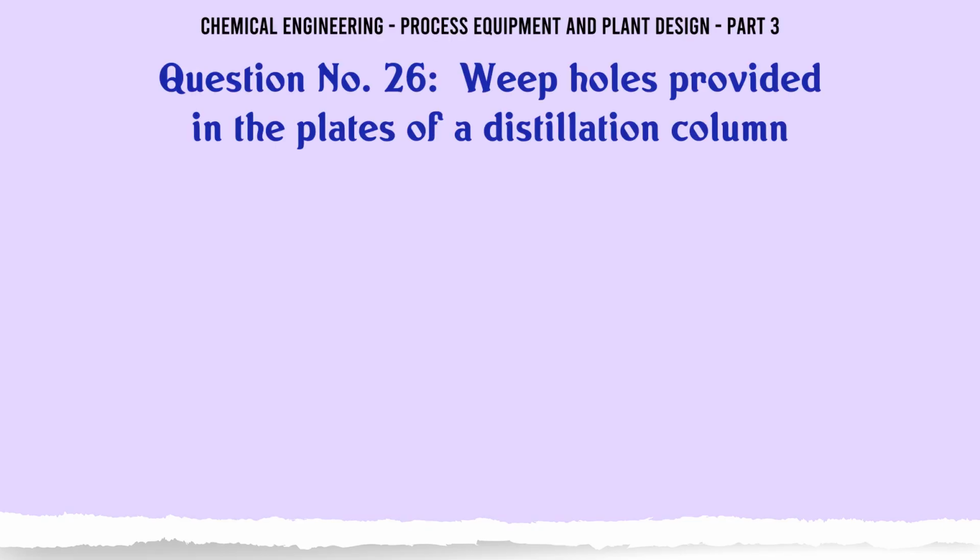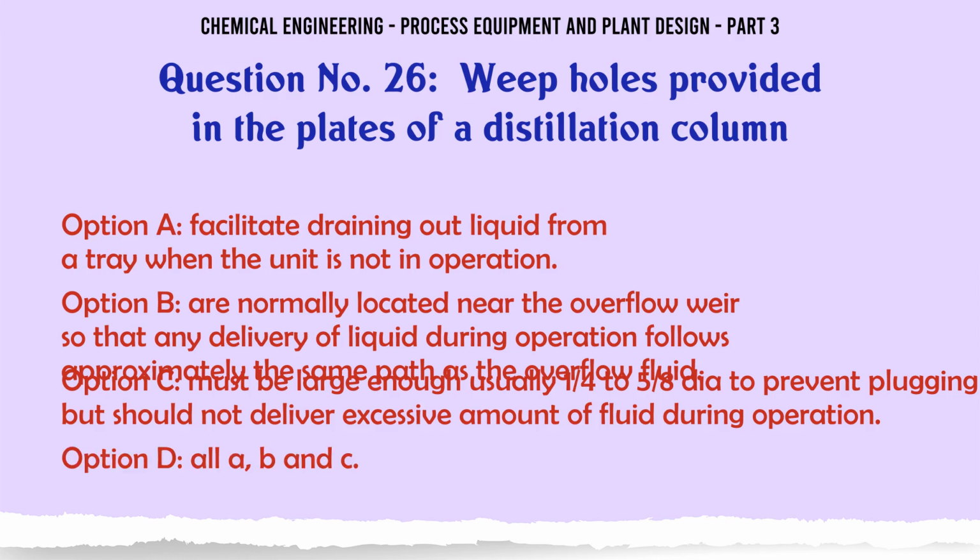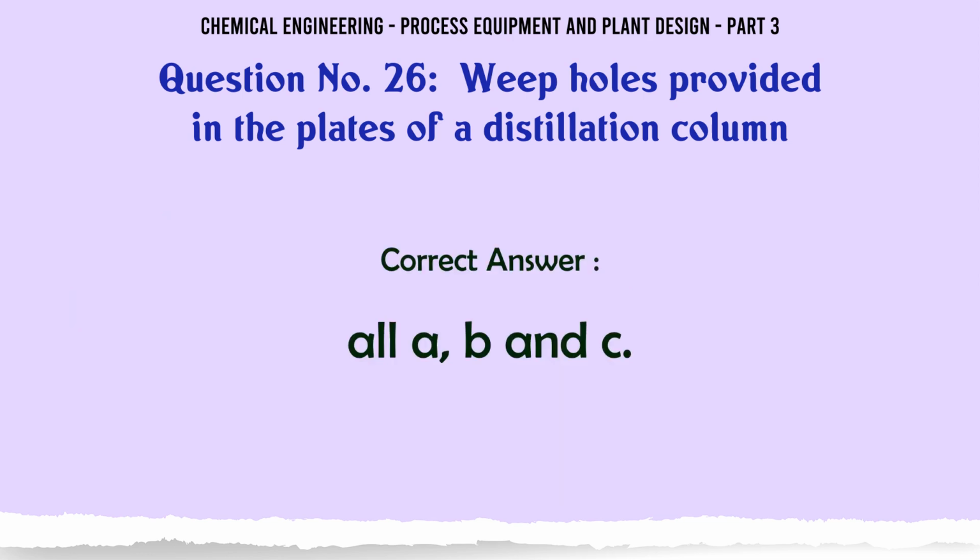Weep holes provided in the plates of a distillation column: A. Facilitate draining out liquid from a tray when the unit is not in operation. B. Are normally located near the overflow weir so that any delivery of liquid during operation follows approximately the same path as the overflow fluid. C. Must be large enough, usually 1/4 to 5/8 dia, to prevent plugging but should not deliver excessive amount of fluid during operation. D. All A, B, and C. The correct answer is all A, B, and C.